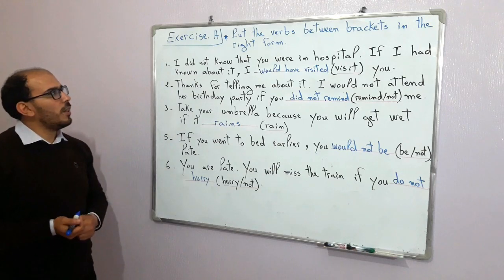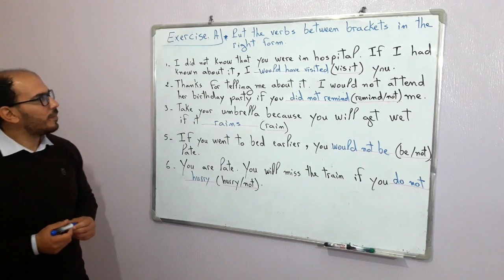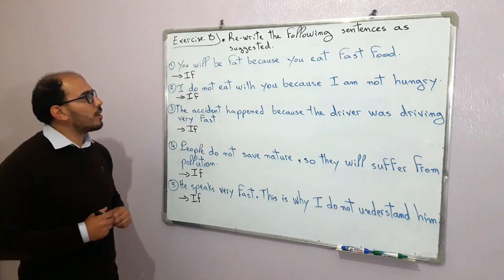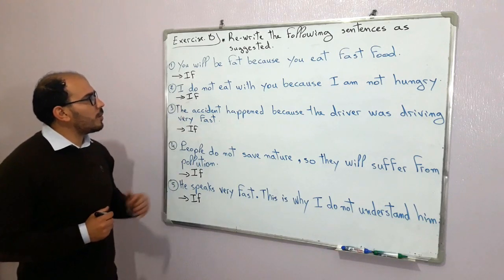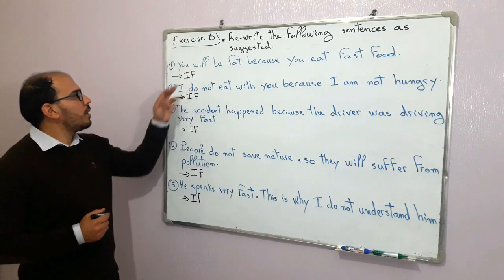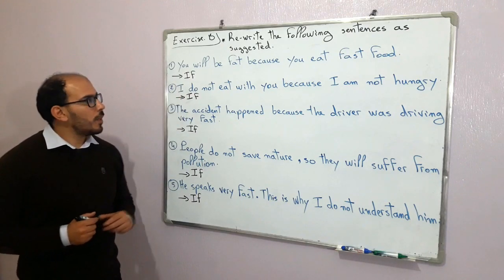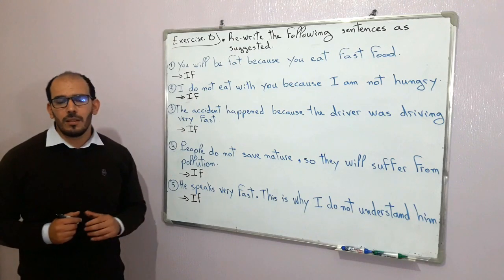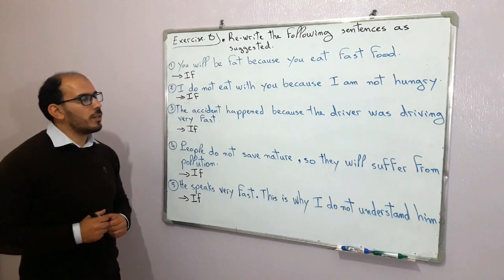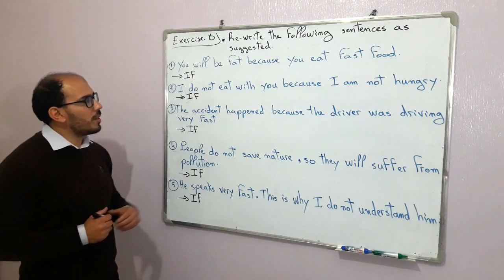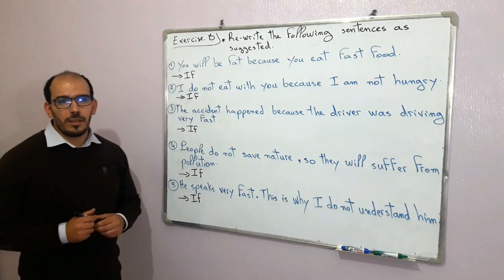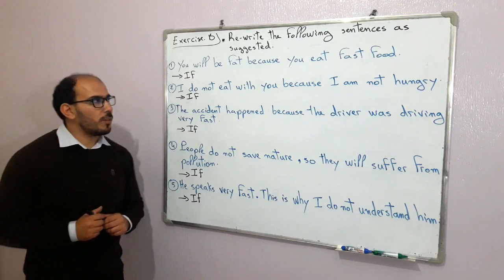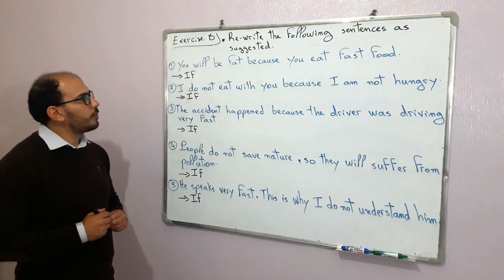And now let's move to exercise B. Right, so this is exercise B. We write the following sentences as suggested. So we have a list of sentences and we have to rewrite them using if. Okay? So before I start answering this exercise, you can stop the video and try to answer by yourself and then check your understanding and get more details about how to answer this exercise. So you can stop the video and do it by yourself and then continue.